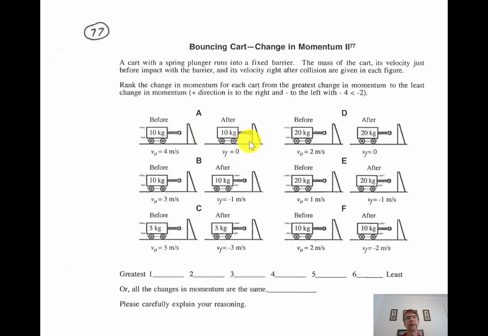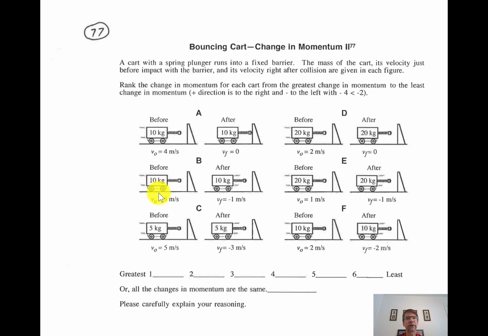And at the end, it comes to a stop. It hits this barrier and comes to a dead stop. So it starts off with 40 units of momentum and ends with 0. So its change is negative 40. That's its change in momentum. We're just going to look at the magnitude there. All right. Let's say it's 40 units. It lost 40 units of momentum. All right. Let's go B. B is right here.